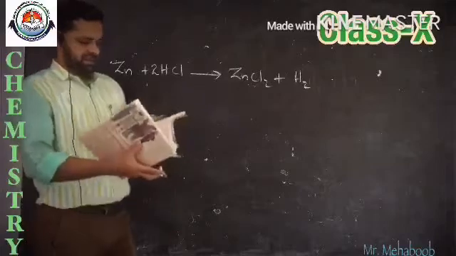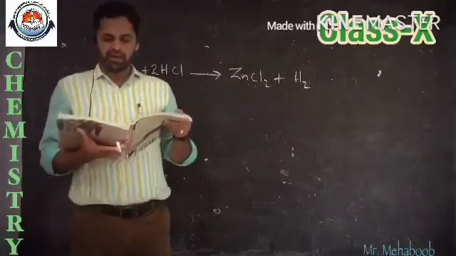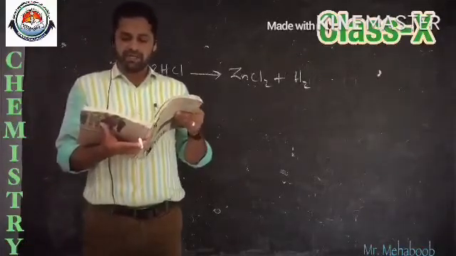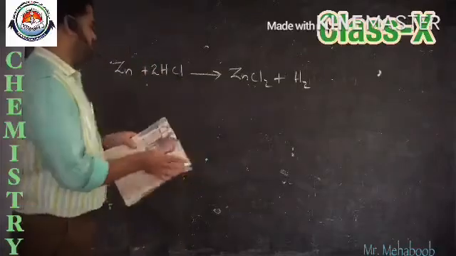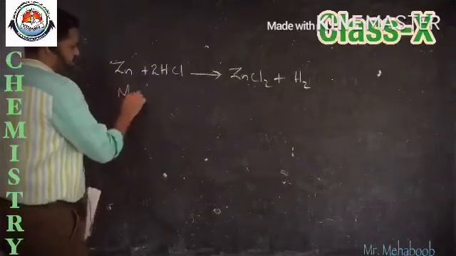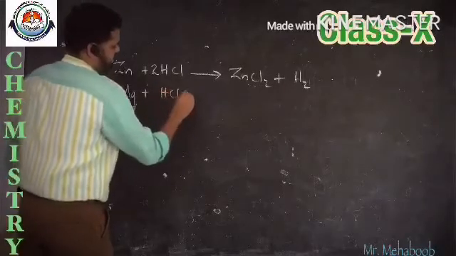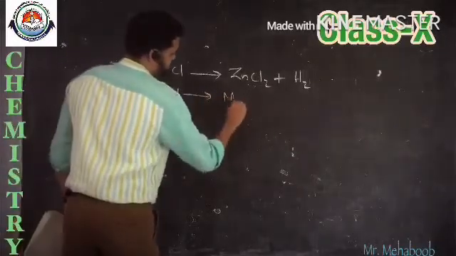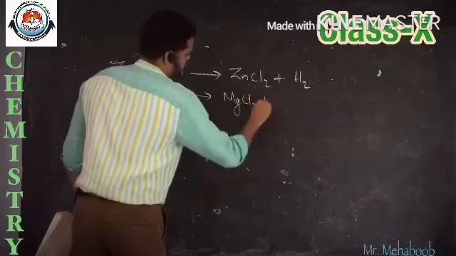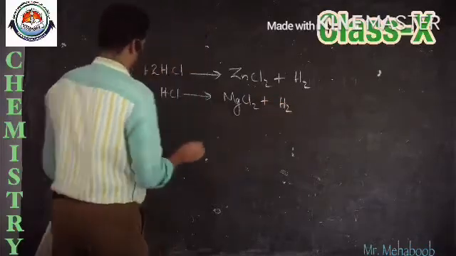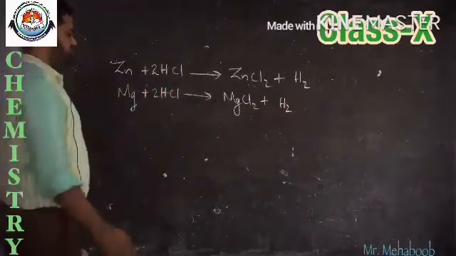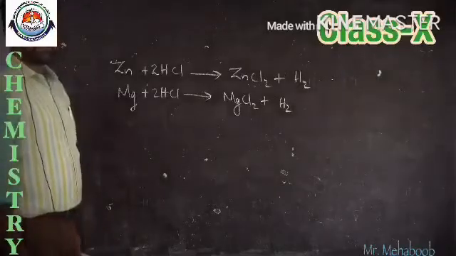That is the first one. And the second one, dilute hydrochloric acid reacts with the magnesium ribbon. The reaction between magnesium and HCl: Mg plus 2HCl gives magnesium chloride plus H2. Here also there are 2 molecules of HCl.